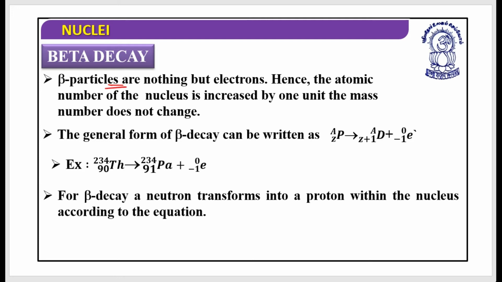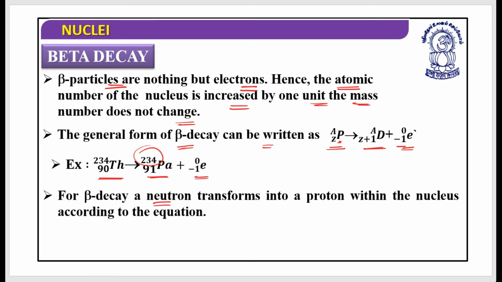We can say that beta particles are nothing but electrons, and hence the atomic number of the nucleus is increased by 1 unit, and the mass number does not change. The general form of beta decay could be written as ZAP, the parent nucleus, will give us Z plus 1 daughter nucleus plus minus 1 e to the power 0. So this is minus 1 e0. If it was the case of 90 thorium 234, then this will give 91 Pa 234 plus minus 1 e0.